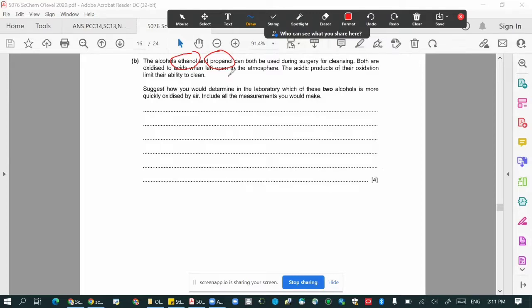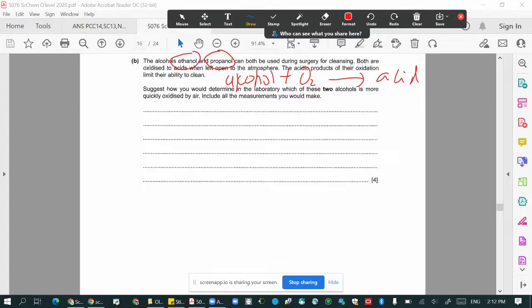So basically what it's saying is that alcohol is oxidized by the oxygen in the air to form acid. So this acid would be the carboxylic acid, which is a weak acid. So suggest how you would determine in the lab which of these 2 alcohols is more quickly oxidized by air. Include all the measurements you would take.